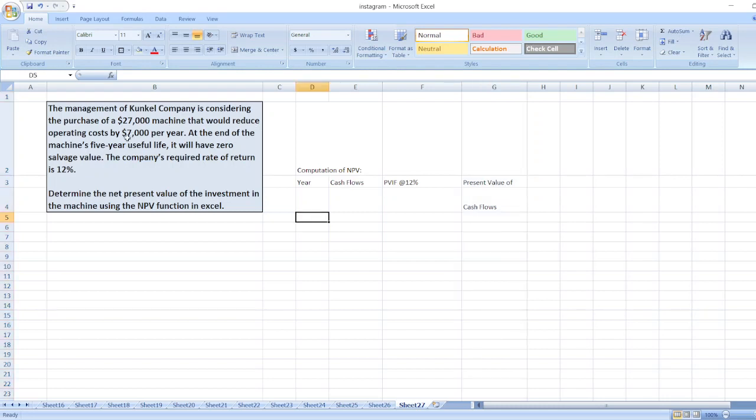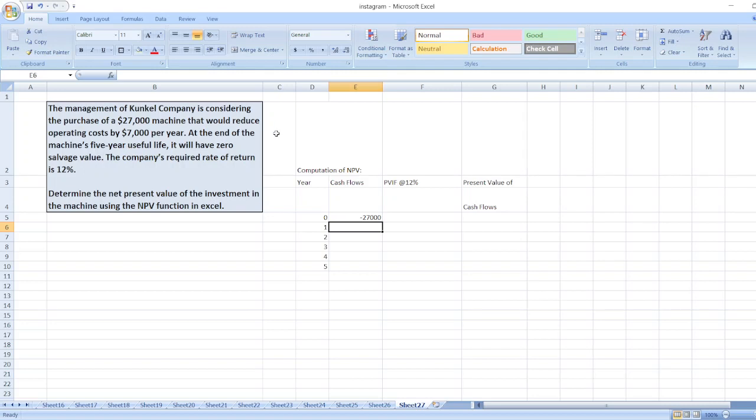That would reduce operating cost by $7,000 per year at the end of the machine's 5 years. So there is 5 years. 1, 2, 3, 4, 5. Cash flows for year 0 minus $27,000, because purchasing cost of machine is $27,000, so it will be an investment.